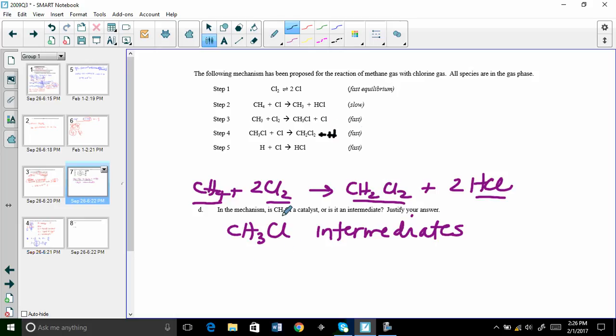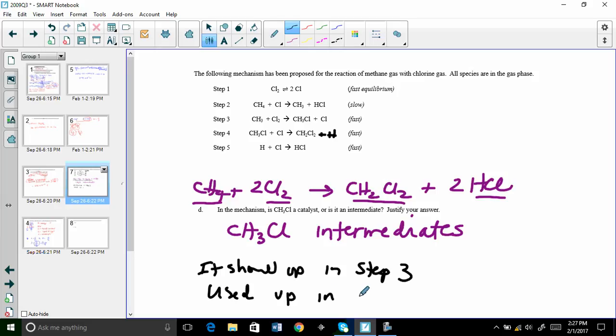But the interesting thing is what the AP board says about the intermediate, because it shows up for the first time in step 3. And then it's used up in step 4, and that's what happens with an intermediate. It shows up in the middle. It gets made in one step, it gets reconsumed in another step. It's not there in the beginning. It's not there at the end. So that's an intermediate.